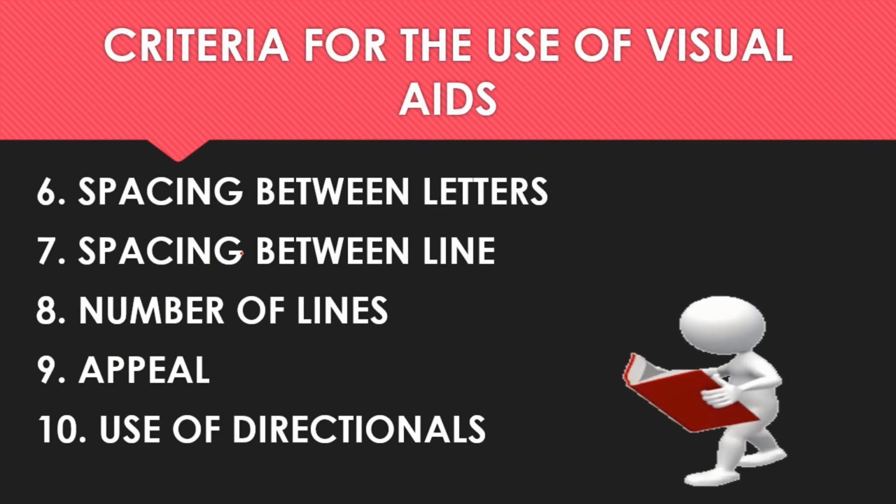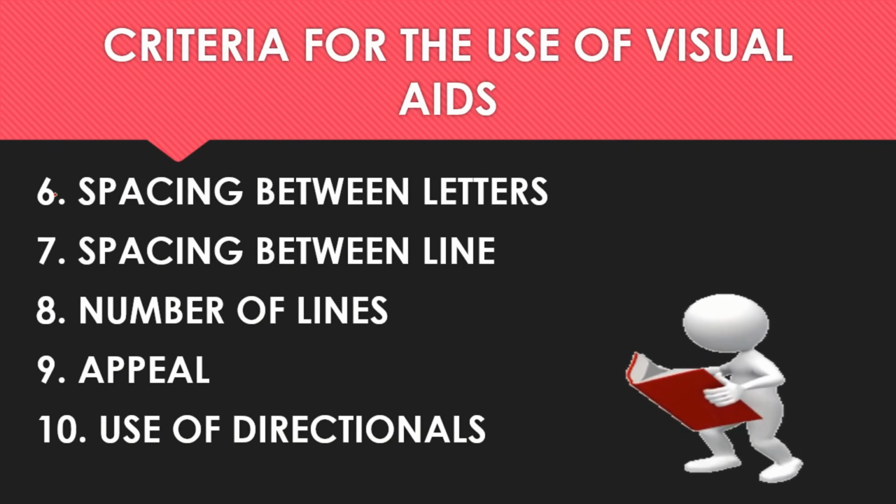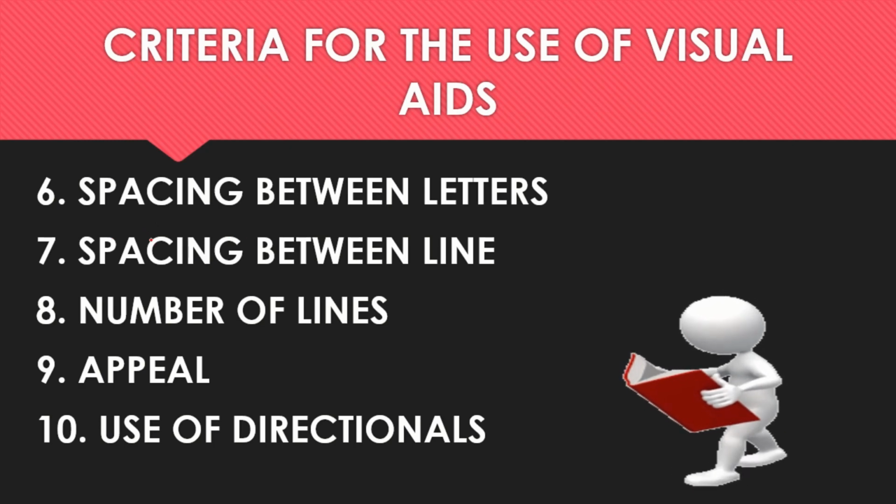Next is spacing between lines. It should not be so close as to blur at a distance. For example, the spacing between number 6 and number 7 should not be too close to each other and not too far away from each other. Next is number 8, number of lines: no more than 8 lines of text in each transparency. For example, I just use 5 items here, because it's not appropriate to include too much information.